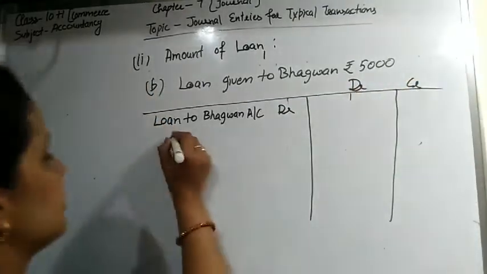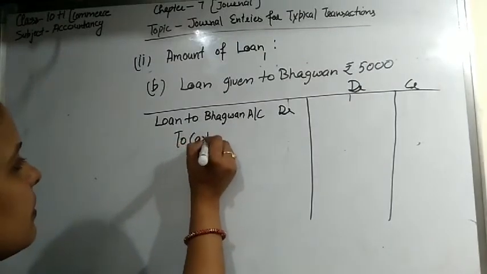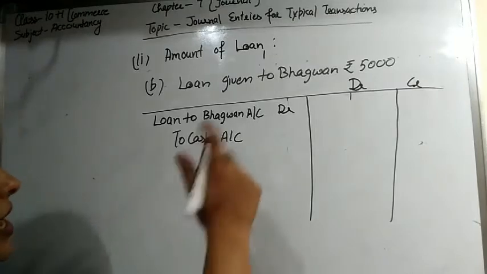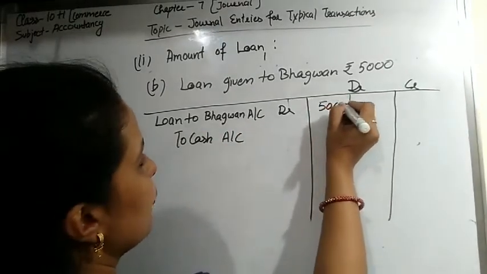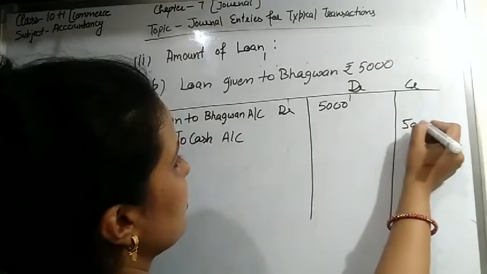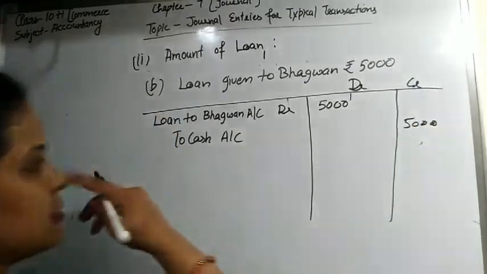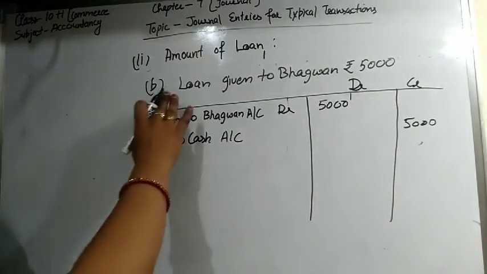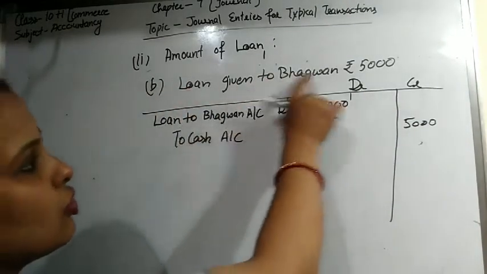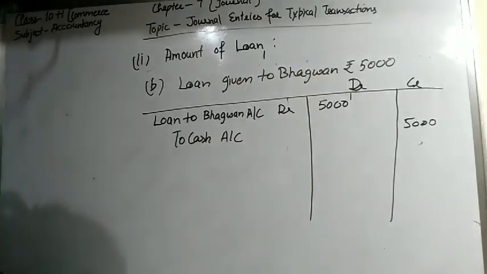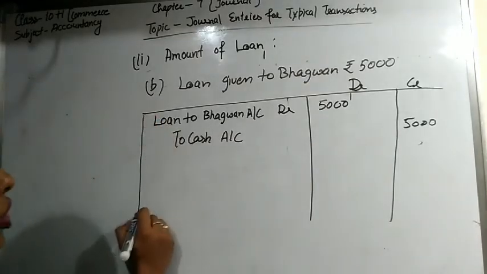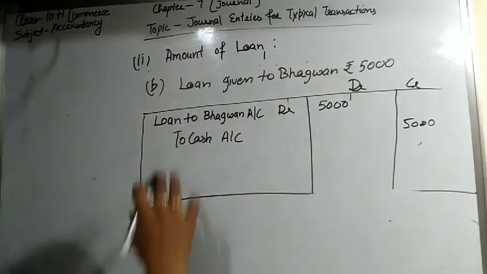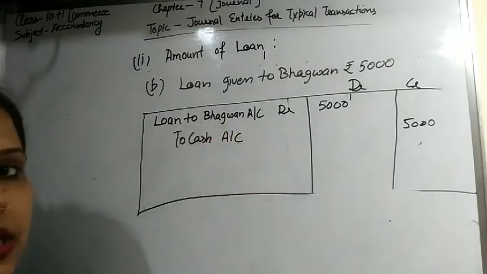to cash account, because loan is given in the form of cash, and the amount is rupees 5,000 on debit side and 5,000 on credit side. Clear students? The example of this transaction is loan given to Bhagwan rupees 5,000. So the entry will be: loan to Bhagwan account debit to cash account. The loan account is debited here.